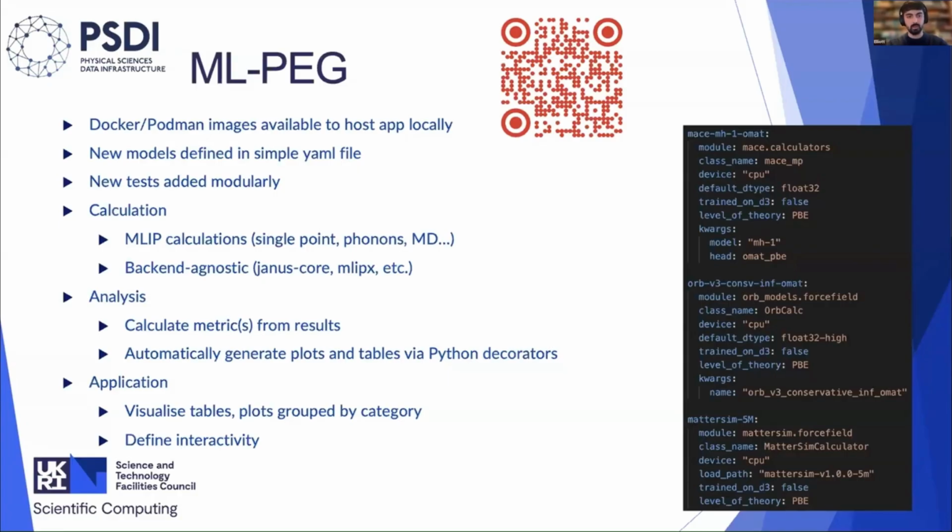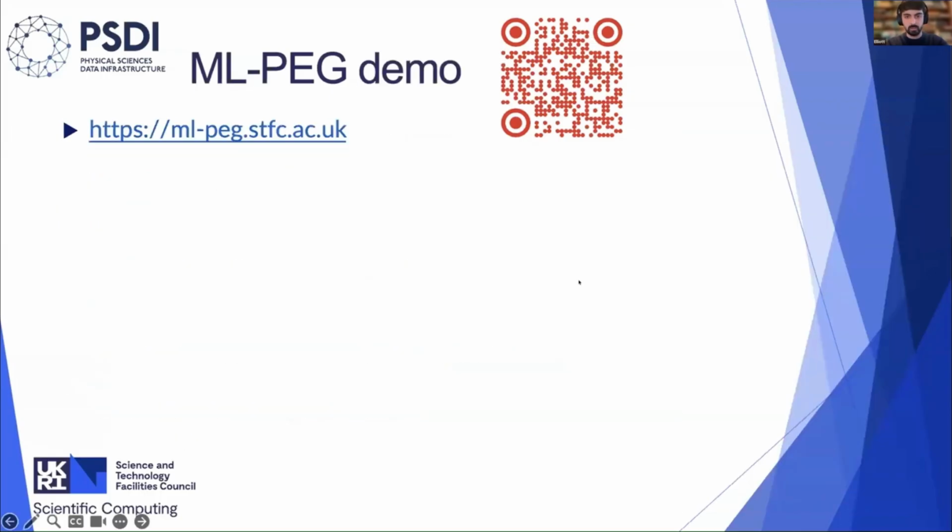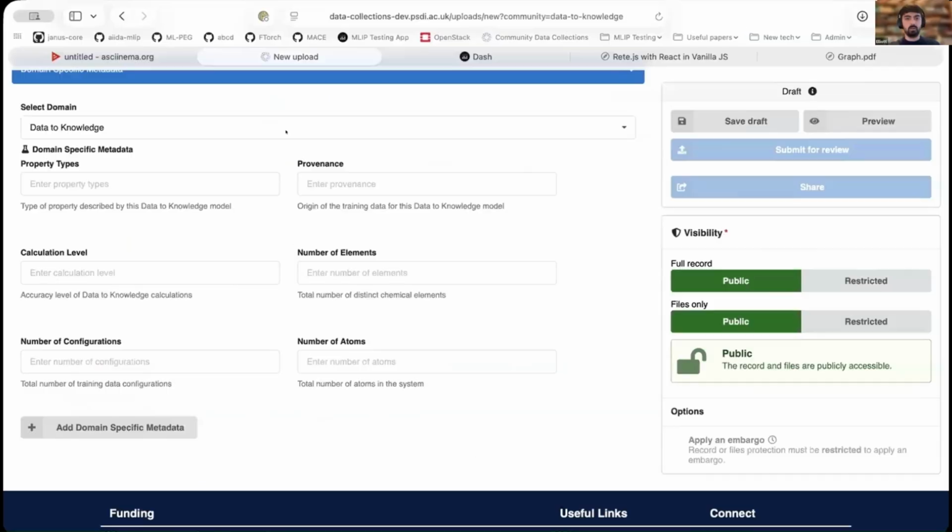And then finally, there's the calculation itself, which is actually using these MLIPs in different ways. In many cases this could be single points, but increasingly we want to do more complex things, like calculating phonons and doing MD simulations. And this is fairly backend agnostic. We have some examples where we use janus-core, some are built using MLIPx, and some are purely Python ASE based. Okay, and finally, I will try to do a demo of this because it should be much clearer. There we go.